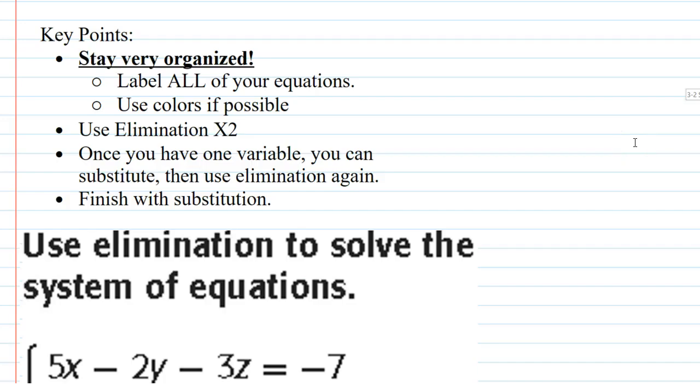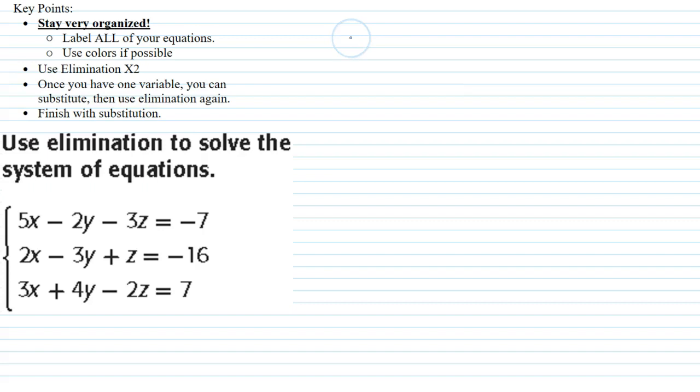In order to successfully solve these, some of the key points are to stay organized. I mean very organized. Label all of your equations. Use colors if possible. We're going to use elimination a couple times. Then once you have a variable, you can substitute. Then you do elimination again. And then you finish with substitution. So the actual steps are not difficult as long as you're very organized. Use elimination to solve the system of equations.